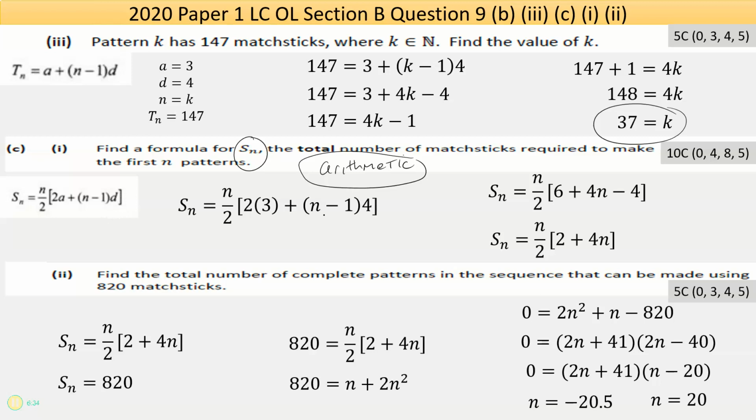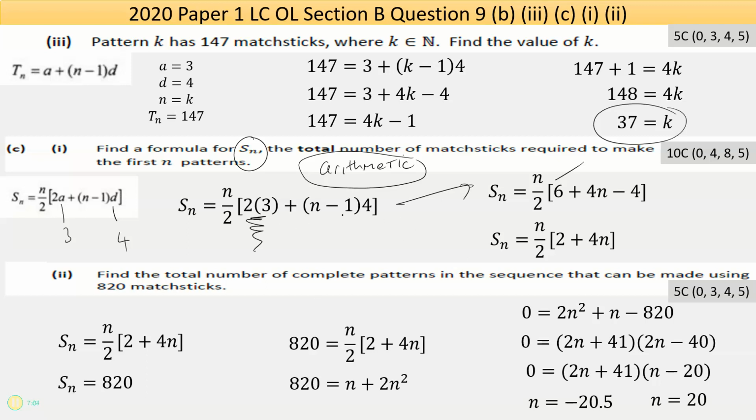Now if I write down, I know what a is, so I know that was 3. I know d is 4. That hasn't changed. I'm looking for a formula that tells me, if I know which pattern, how many matchsticks will be in that pattern. So like part 2, just put the numbers in, and then use your algebra to resolve it. So 2 times 3 is 6. Moving over here, 2 times 3 is 6. That calculation is done there.